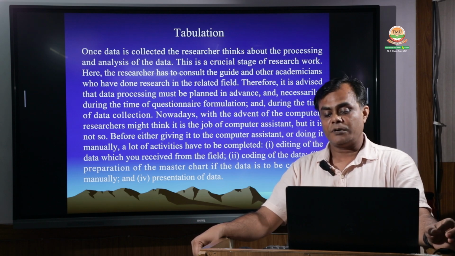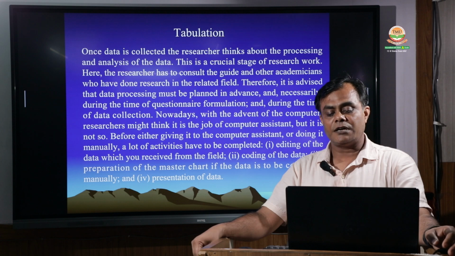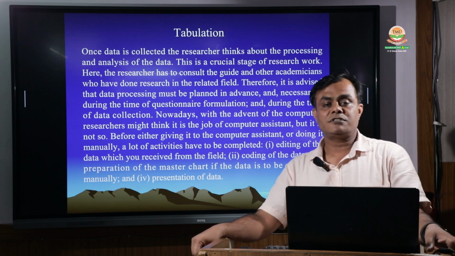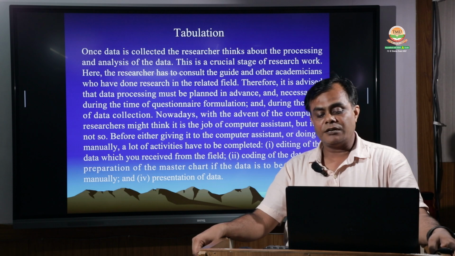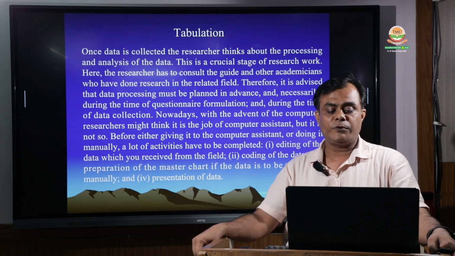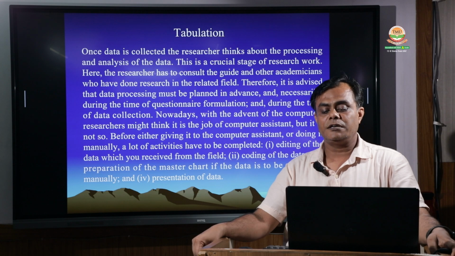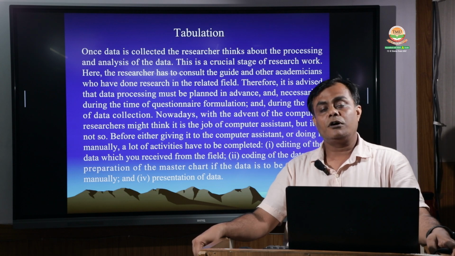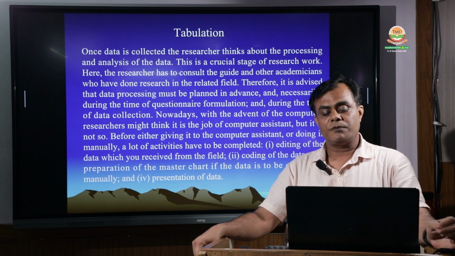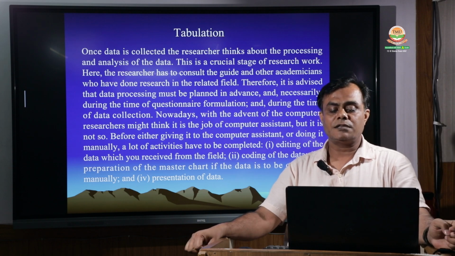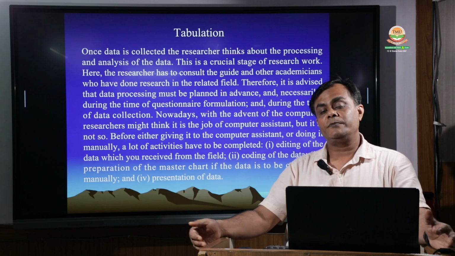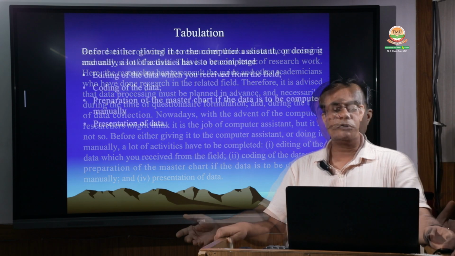First we have to edit the data which are received from the field. Whatever data we receive, the first step is to edit it. The second step is coding that data. The third step is to prepare the master chart, whether computed or manual. And last is the presentation of the data: how you make the data more presentable, more understandable, more interesting.